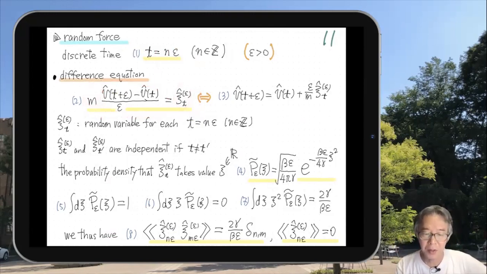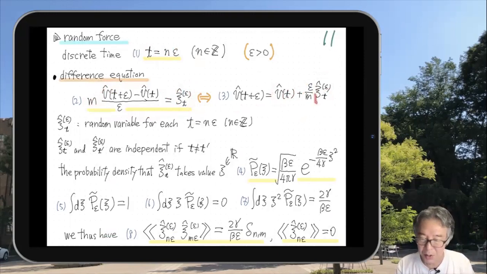And I would say that this force is random. Since this is a random variable, I put a hat here. And since this is random, v also quickly becomes random, so I also put a hat here. Okay, so this can be rewritten in this way. It tells you that when time evolves from t to t plus epsilon, you choose a random variable psi and add this to v, and you repeat this.